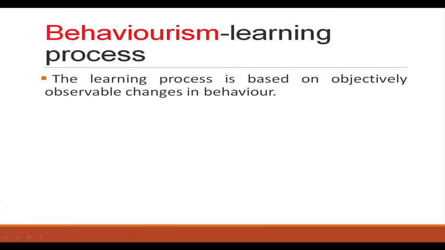So, the learning process is based on objectively observable change in behavior. In that case, the theory is that learning begins when a cue or stimulus from the environment is presented and the learner reacts, giving a response. So, the change in the behavior of the learner signifies that learning has occurred.